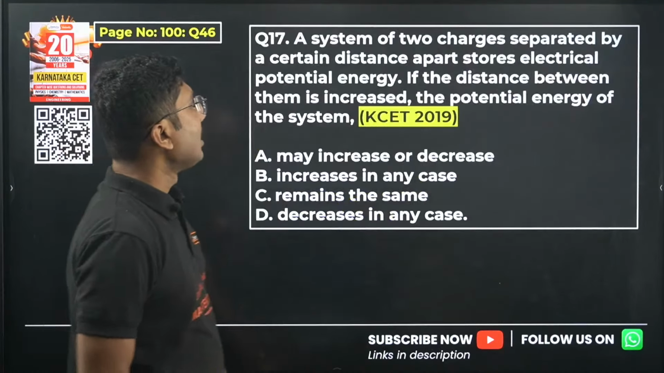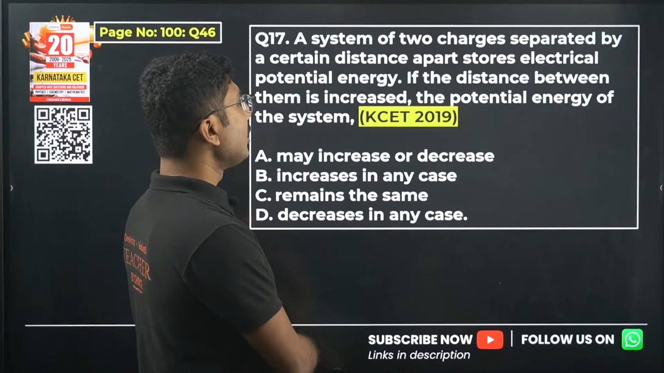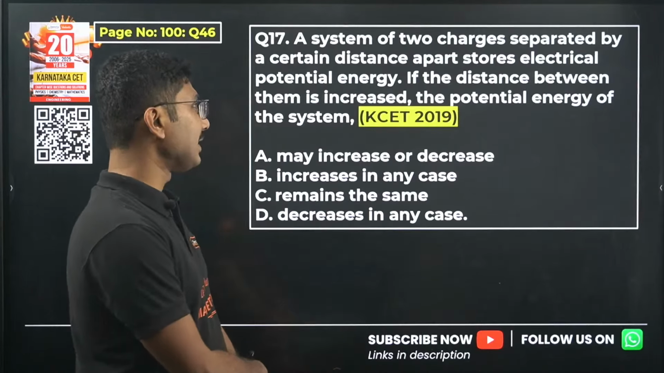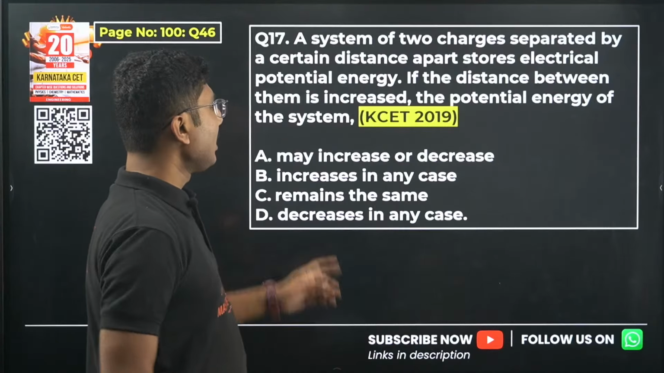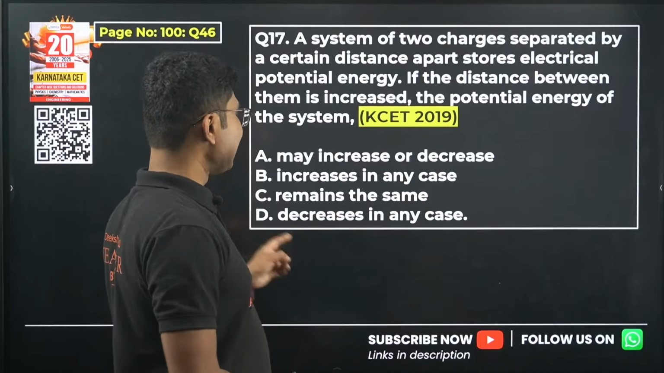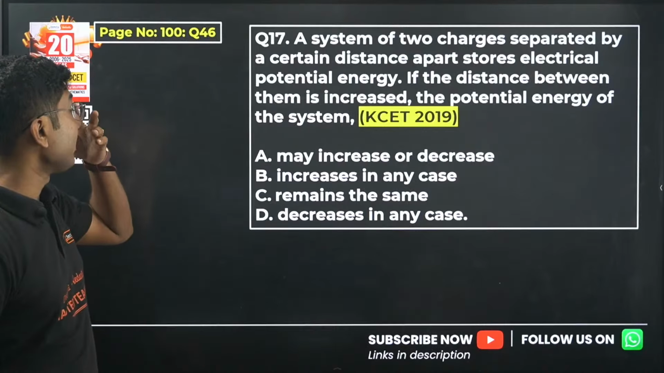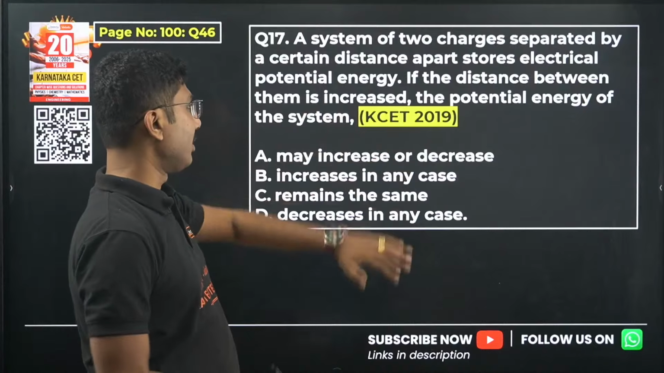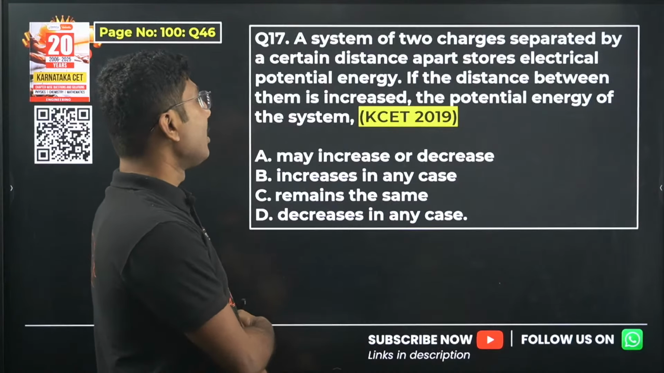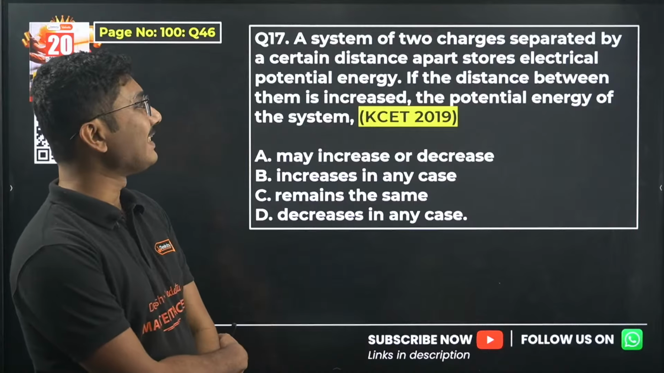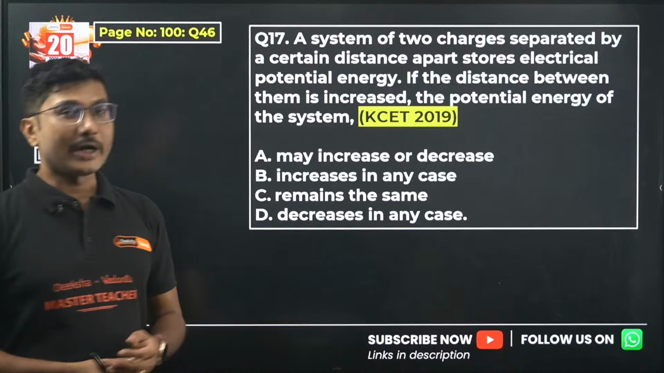Next question. A system of two charges separated by a certain distance apart stores electrical potential energy. If the distance between them is increased, the potential energy of the system may increase or decrease. Increase in any case, remains the same, decrease in any case. This is from the page number 100, question number 46, KCET 2019. So two charges separated by a certain distance store potential energy. If the distance between them is increased, the potential energy of the system will. Very interesting question. You think twice before answering.